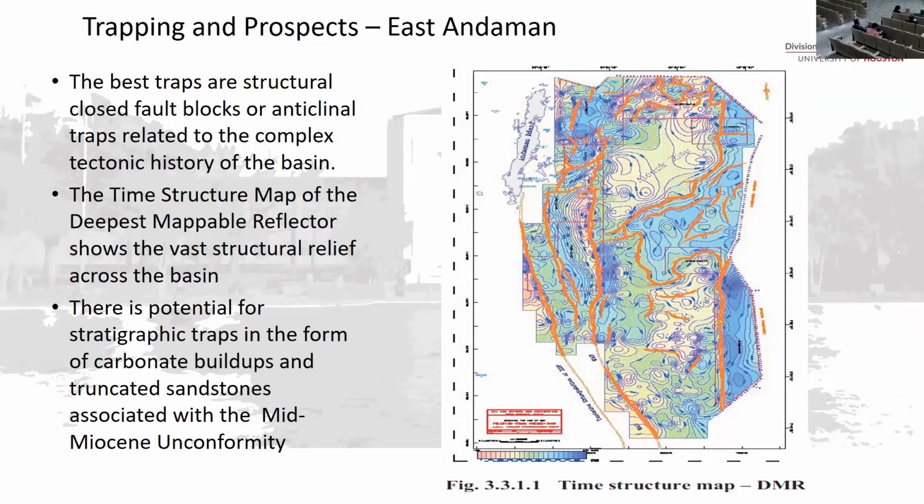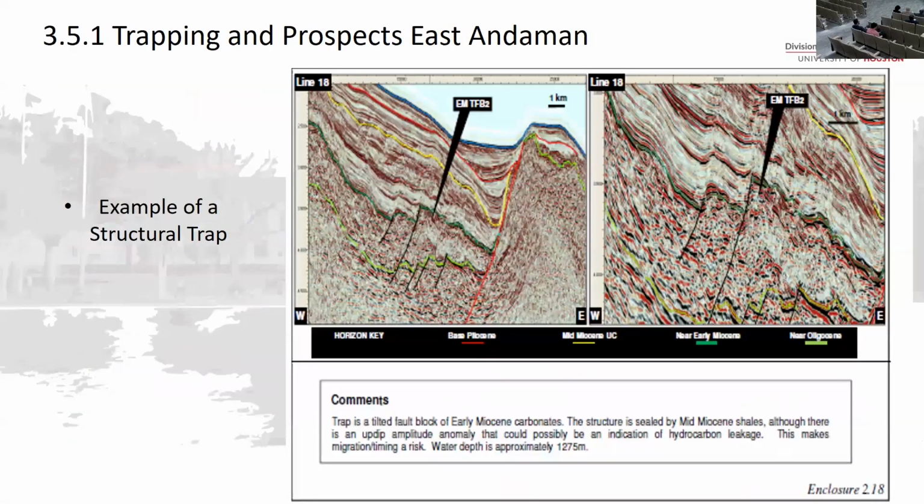There's also potential for stratigraphic traps, not just carbonate buildups. There are some unconformities in here. There's potential for pinch-out traps and stratigraphic traps as well. Here's an example of one of the structural traps. Pretty clear that, on this 2D line, at least, it looks as though there's significant closure. I think this is the early Miocene. It's a carbonate structural trap. This is the kind of thing, obviously, in a complex area like this. There are these types of structures all over the place.